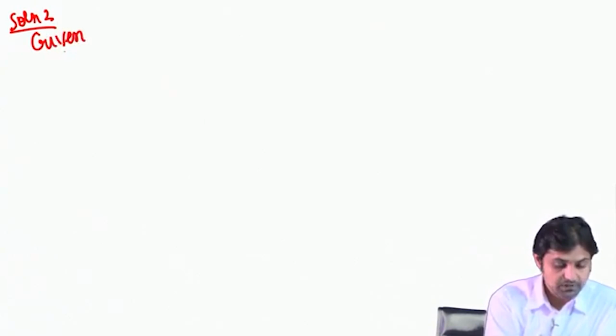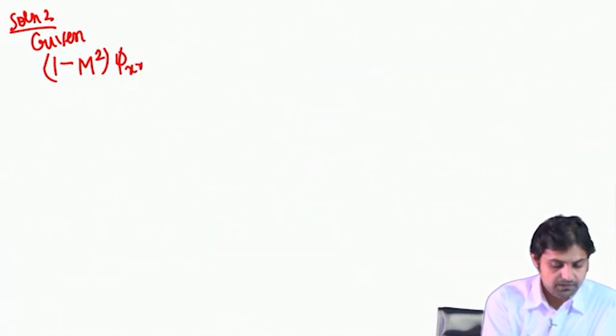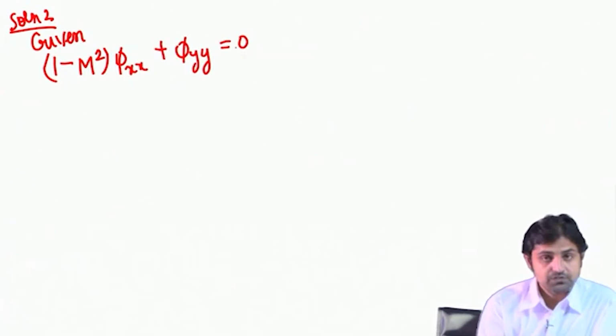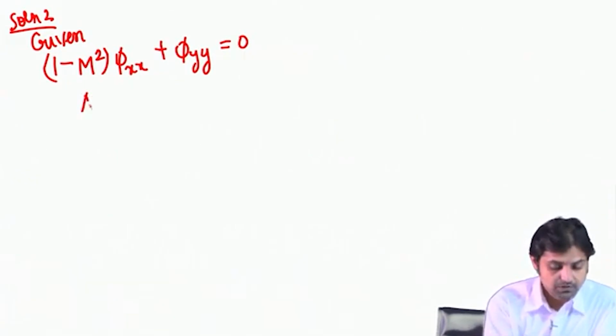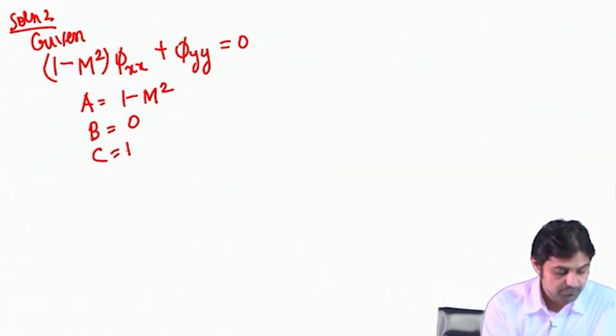So the best way is always to write the solution. First we write what the things are given. Okay, so the equation is given: 1 minus m square phi xx plus phi yy. So drawing the analogy from the general equation, we write a is equal to 1 minus m square. Second, b is 0 and c is 1.